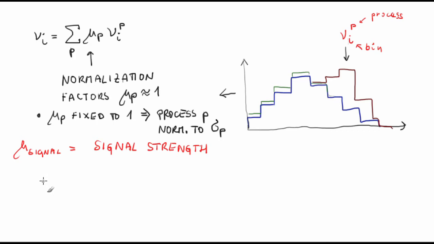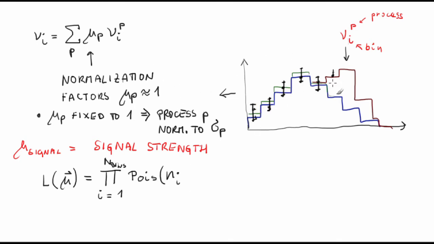Finally, the likelihood function is a product of Poisson distributions. L of the vector μ is equal to the product over i going from 1 to n bins of Poisson distributions of n_i with the parameter equal to the sum over p of μ_p ν_pi.